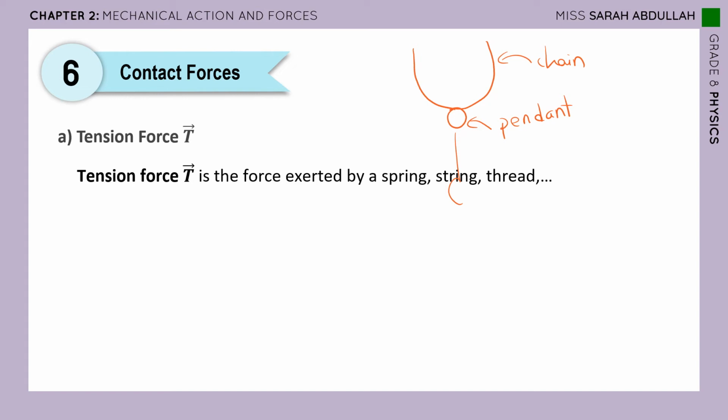But when we put it in a chain, or in a thread, or in a string, then it won't fall anymore. Something is preventing its motion. Something is preventing it from falling. So something is applying a force on it. This is the tension force. So the chain is applying a tension force on this piece of jewelry, and it is preventing it from falling. So this is the tension force.